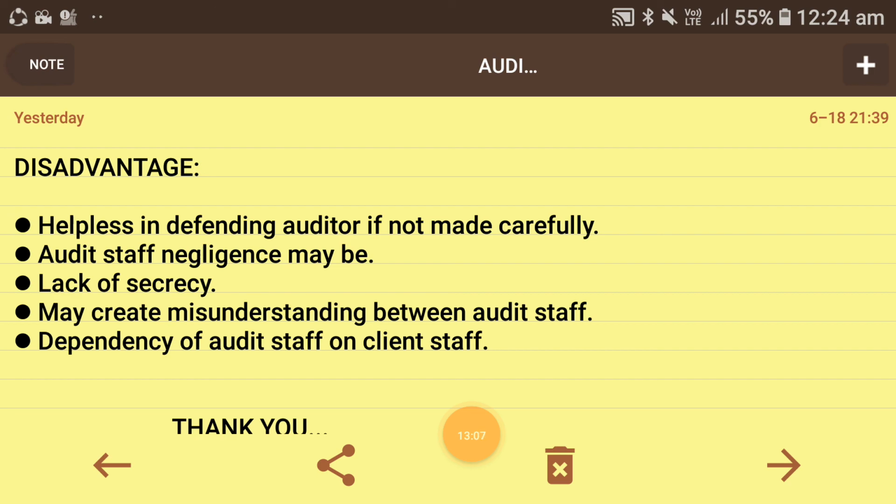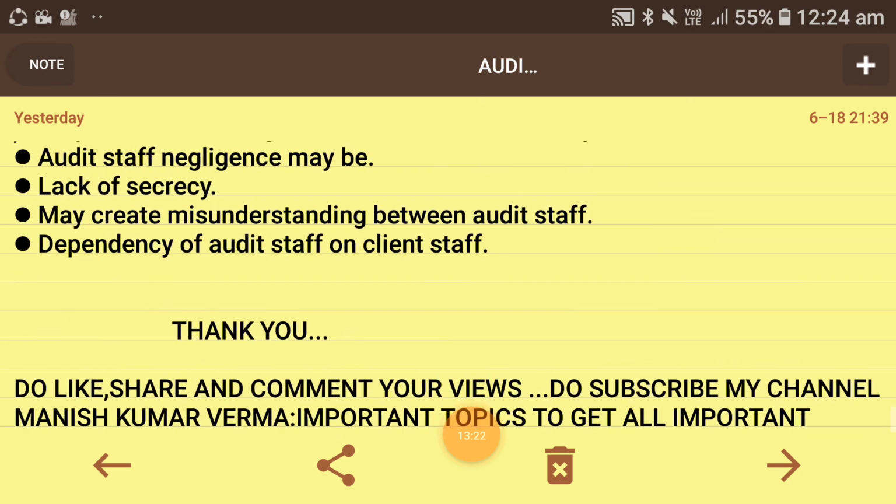Now, at last, it is dependency of audit staff on client staff. Yes, it is a kind of dependency of audit staff on client staff. That client is saying something, so it should be recorded in the audit notebook. Neither could be made. So it's kind of a disadvantage. So this is the full video regarding an audit notebook and all.